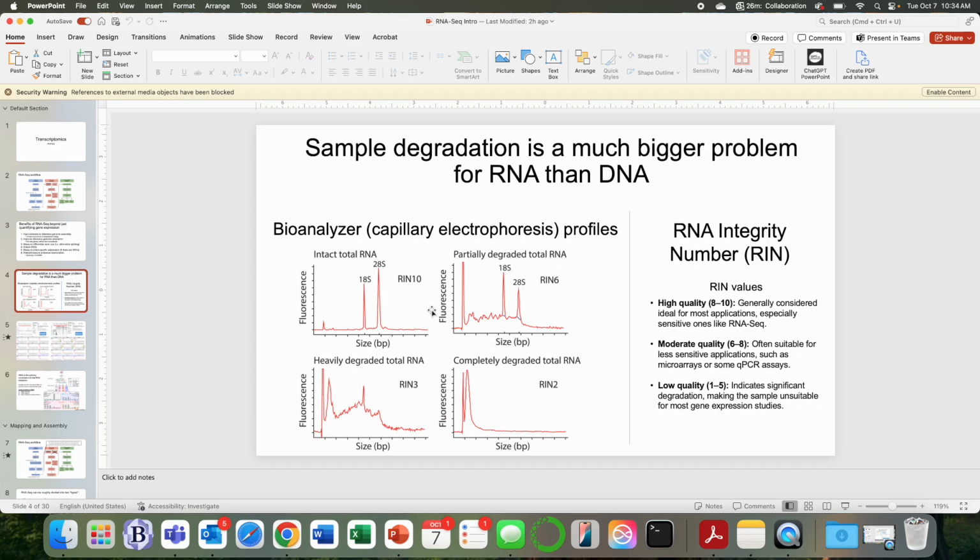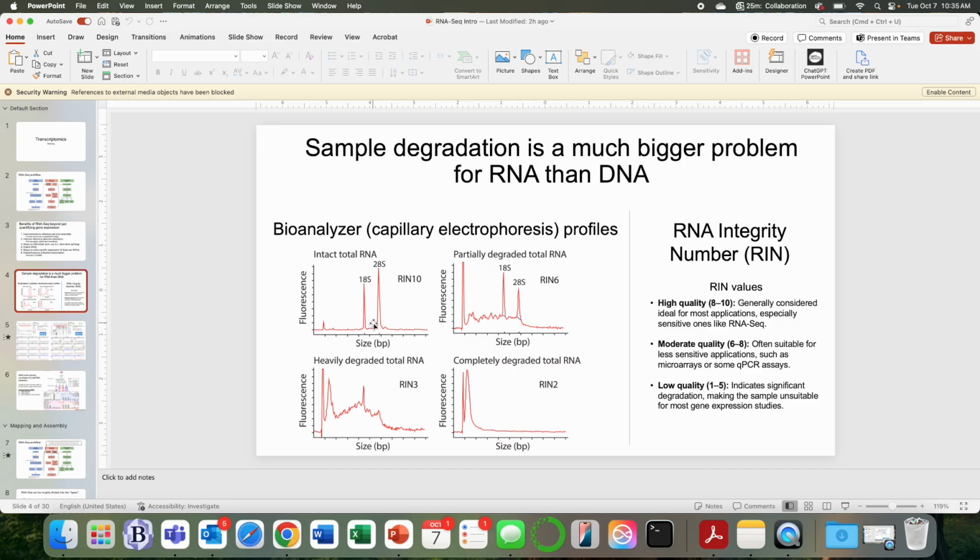RNA is inherently less stable than DNA, and so when you do quality control, it's measured as something called the RNA integrity number. It's oversimplifying it as sort of the ratio between the 28S and the 18S peaks. But what you often see, like this one, RIN 10 is the best. So this profile in the top left, that's really good RNA.